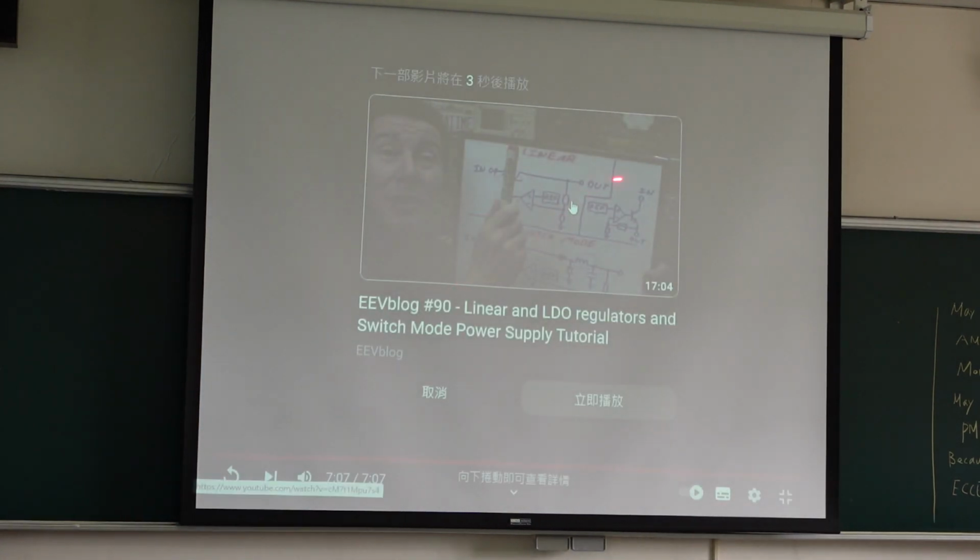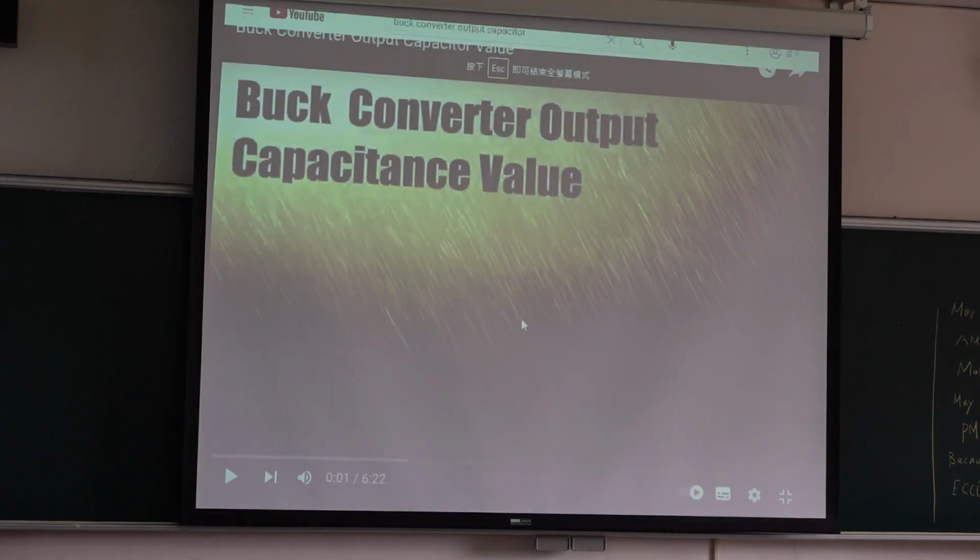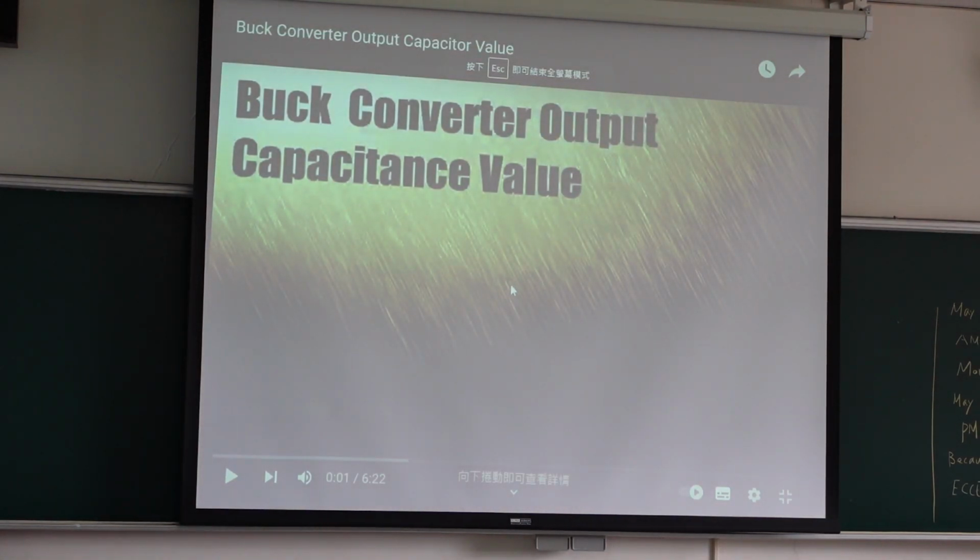So this was a comparison of the linear regulator and the buck converter. We can compare the difference: one is more efficient.